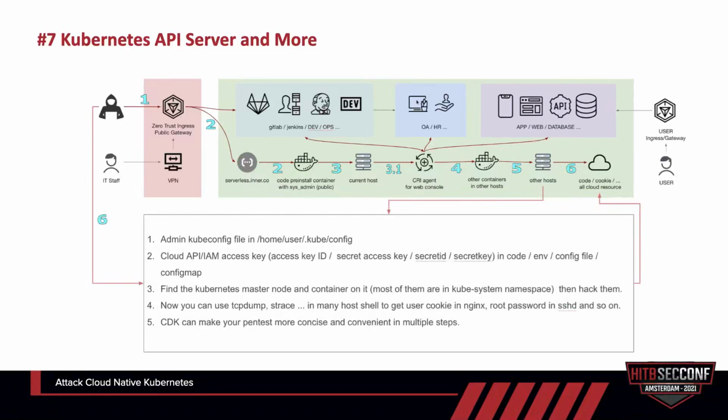Here are some simple tips. First, we should pay attention to the kubeconfig file and its permission. Second, it's important to obtain the security ID and security key of the cloud API. Third, in this case, we got a master node shell and the admin kubeconfig files of the K8s cluster in the last step. Fourth, after escape, the node shell allowed us to do more things. Finally, although we did not have CDK at that time, it is much more convenient to use tools like CDK.